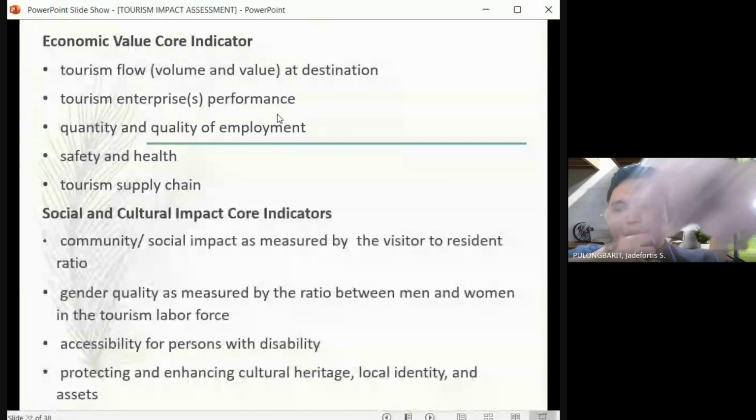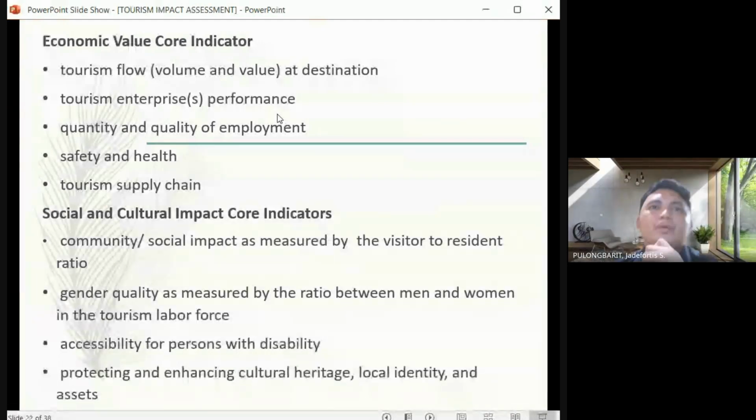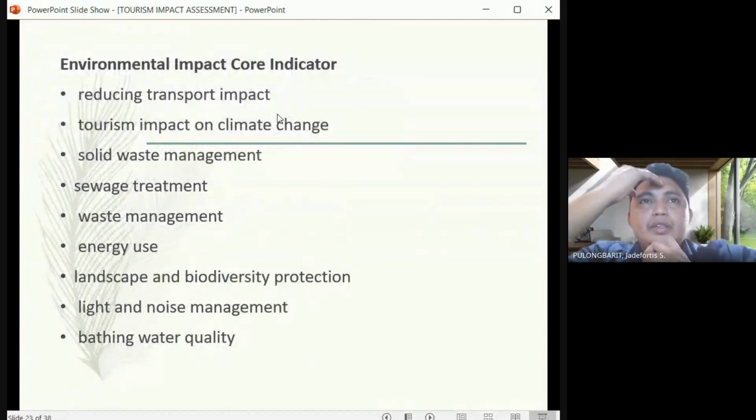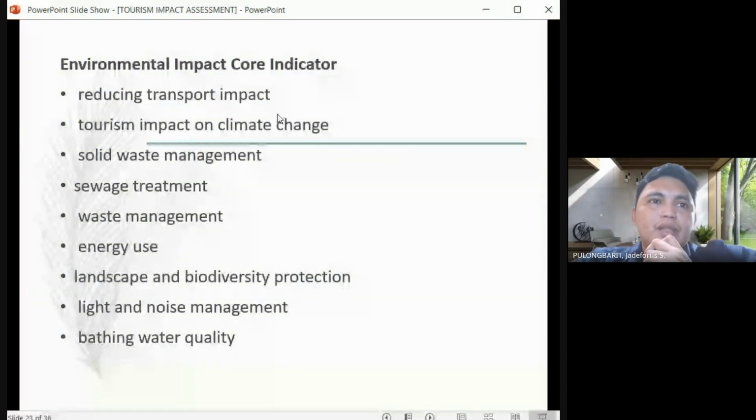Okay, for environmental impact core indicators, there are only nine. These are reducing transport impact, tourism impact on climate change, solid waste management, sewage treatment, waste management, energy use, landscape and biodiversity protection, light and noise management, and bathing water quality.